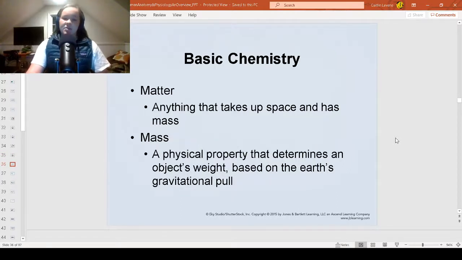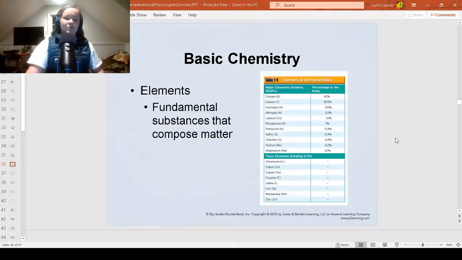In basic chemistry, matter is anything that takes up space and has mass. Mass is also a physical property that determines an object's weight based on the Earth's gravitational pull. Elements are fundamental substances that are composed of matter. I suggest you look at the periodic table. You can find some pretty interesting facts there. Here we have a chart describing the major elements, not totaling 100% of us, and the percentage of each in the body.